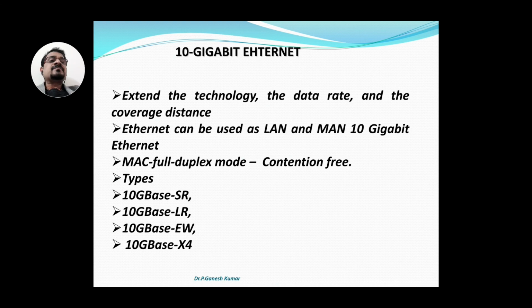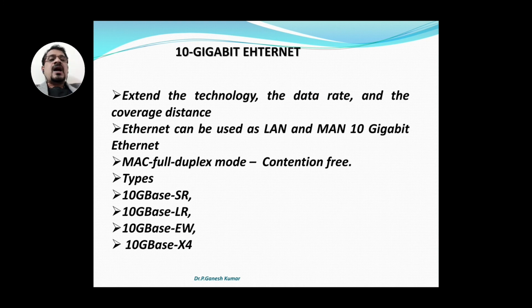Next we will see 10 gigabit Ethernet. They want to extend the technology, and also they want to extend the data rate as well as the coverage distance. So the first thing is extending the technology, extending the data rate, as well as extending the distance. Here the Ethernet can be used as LAN and MAN. So they want to use it for both a local area network as well as a metropolitan area network. So 10 gigabit Ethernet can be used here.